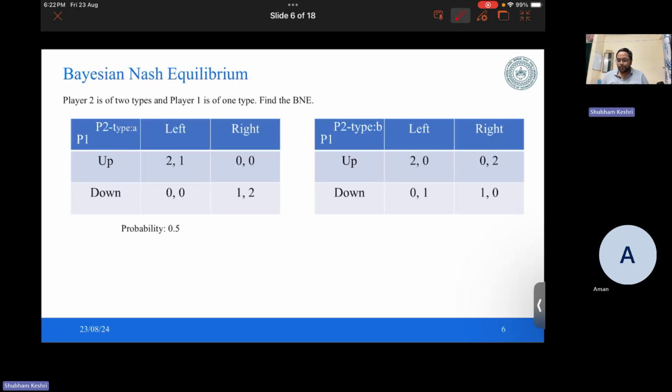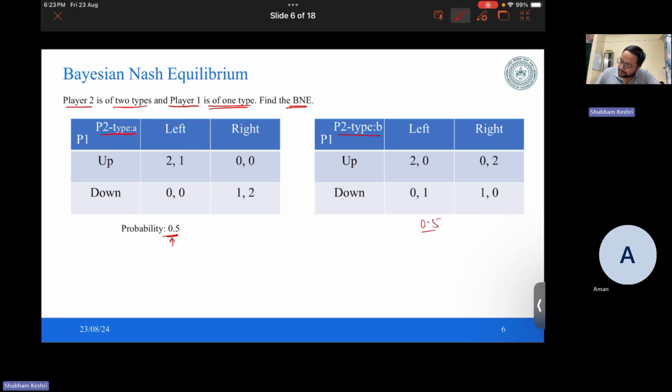Now we will come to problems. All right. So this is the first problem. What is this problem? This problem talks about that you have player 2 which has two types, player 2 type A and player 2 type B. Right? And player 1 is only one type, and player 2 can have two types, and your question is to find the Bayesian Nash equilibrium. It is given that player 2 of type A can happen with probability 0.5.